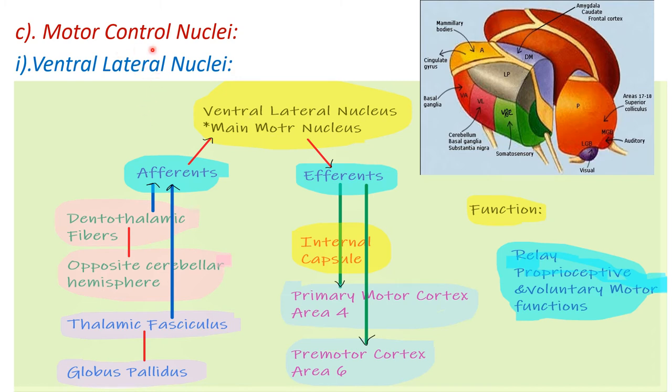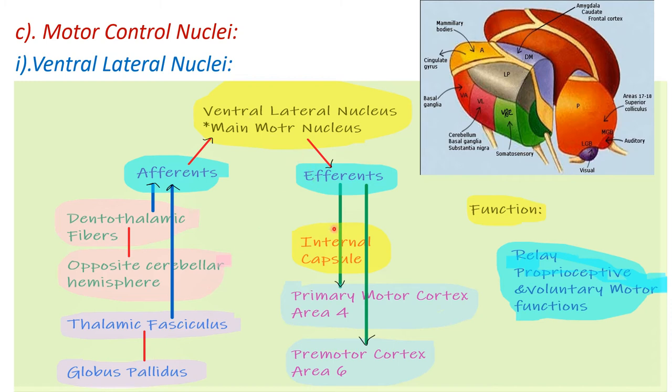We have two motor control nuclei, the ventrolateral and the ventral anterior nucleus. First of all, let us discuss the connections of the ventrolateral nucleus. This is considered one of the main motor nuclei of the thalamus. The afferents it receives are basically from the opposite cerebellar hemisphere via the dentothalamic fibers, which arise from the dentate nucleus in the cerebellum. That is the reason the fibers are called dentothalamic fibers. It also receives fibers from the globus pallidus, part of the basal ganglia, via the thalamic fasciculus.